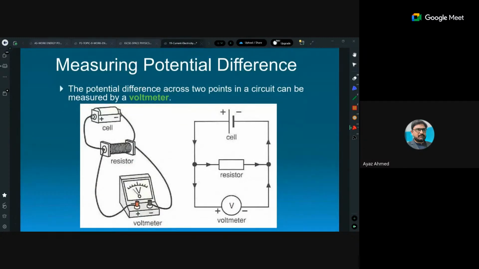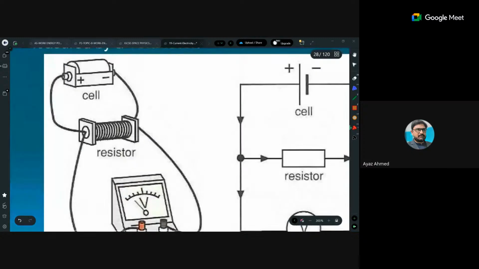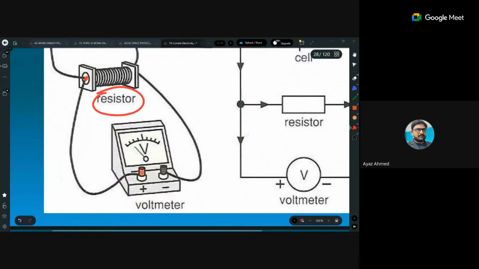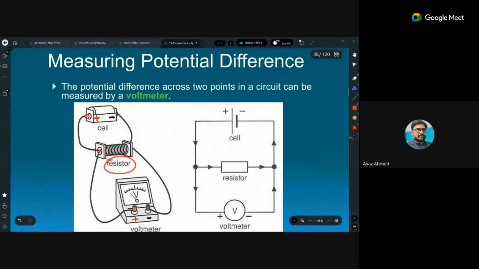ओके, now measuring the potential difference is done with the help of a voltmeter. This is a voltmeter, and voltmeter must be connected with right polarity. Right polarity का मतलब ये है कि this is the resistor, and your battery positive terminal is connected with the resistor, and the resistor's one terminal is connected with the positive terminal of the voltmeter, and the other terminal of the battery is negative. So negative terminal of the battery is connected with the other terminal of the resistor, as well as other terminal of the voltmeter. So remember one thing, very very important.